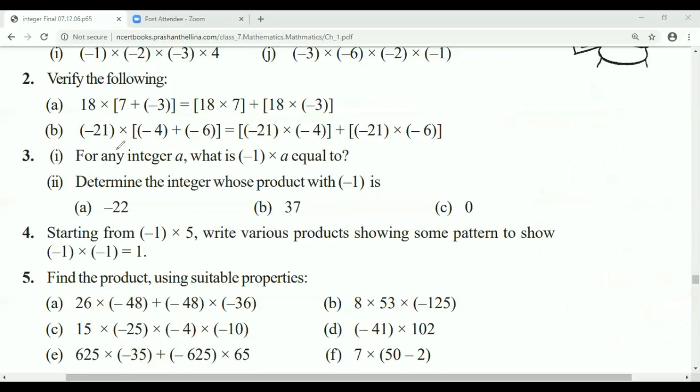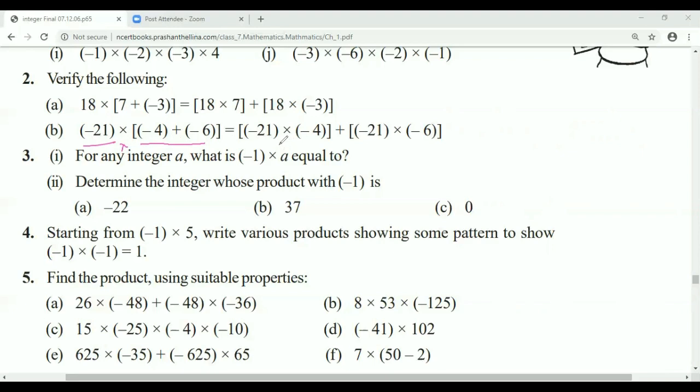Let's go through question B. Negative 21 into (negative 4 plus negative 6) is equal to negative 21 into negative 4 plus negative 21 into negative 6. Let's check whether it is true or not. Here also we can do it the same way. We can first find the answer inside the bracket and multiply negative 21 with that answer, and then compare that answer with the right hand side.